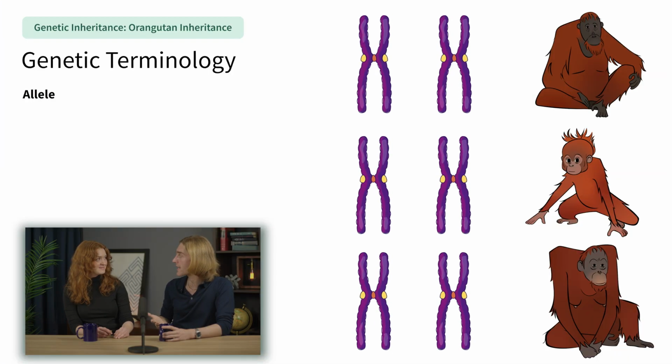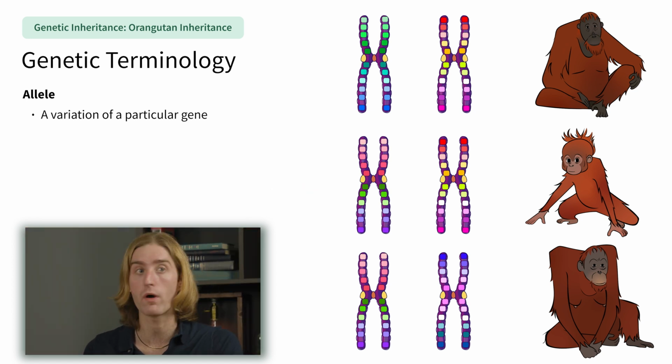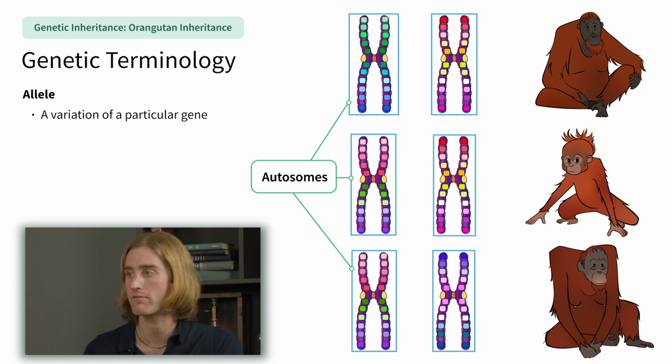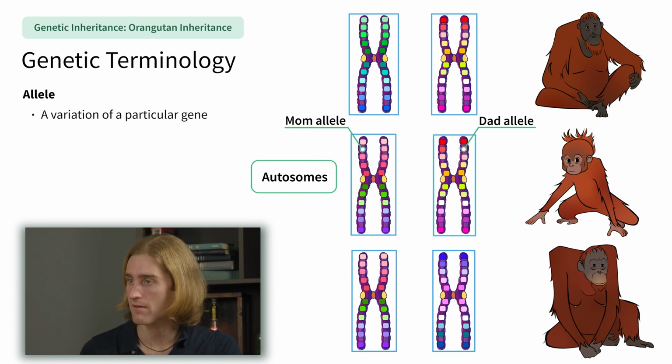We'd assume that each orangutan would have 2 copies of each allele, right? 2 copies of this gene for every gene on one of their autosomes, right? One from which they inherit from their mother and one from the father, right?